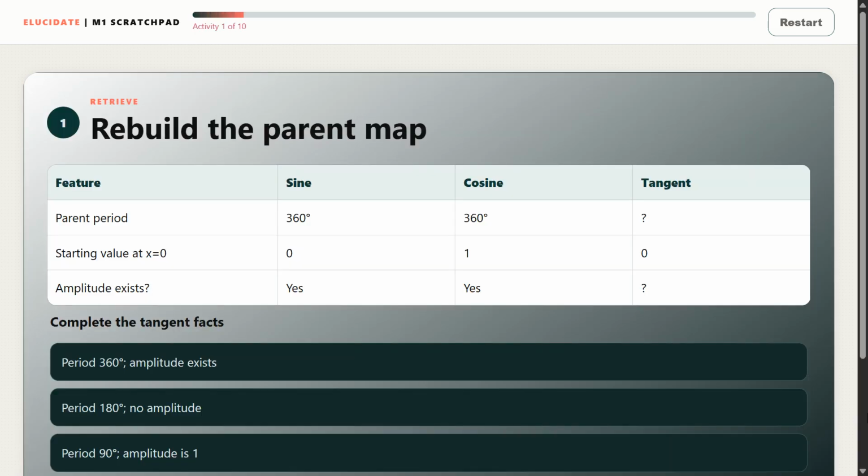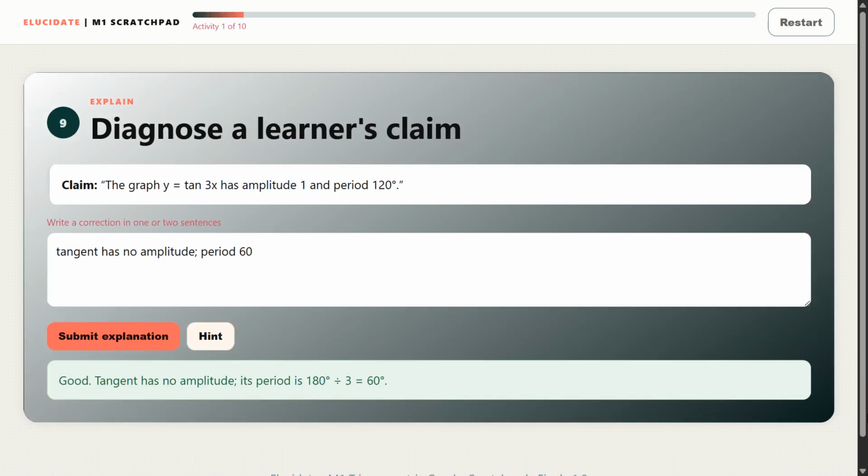In the scratch pad, we are checking two claims about a transformed tangent. The question asks, a learner says y equals tan 3x has amplitude 1 and period 120 degrees. Correct it. The answer is, no amplitude, period 60 degrees.